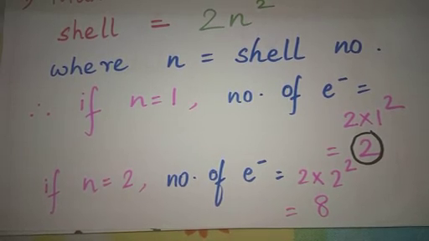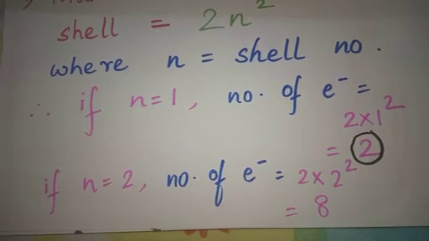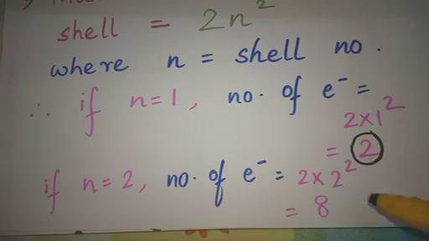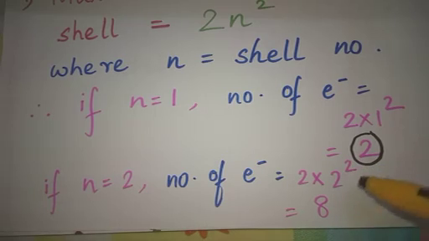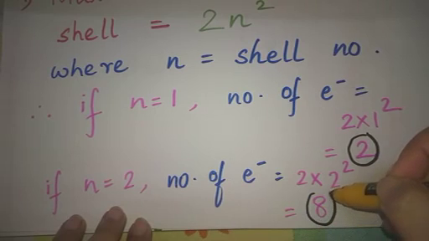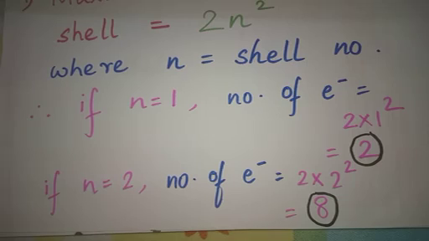Now if I move to my second shell where n is equal to 2, the number of electrons will be equal to 2n square. So 2 into, now my n is also 2, so 2 square, that comes to 8. So the maximum number of electrons that I can have in the second shell or second orbit of an atom is actually 8. I repeat, it is a maximum number.